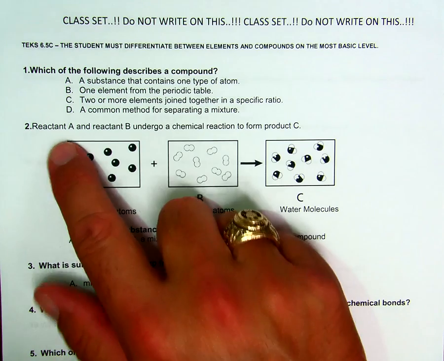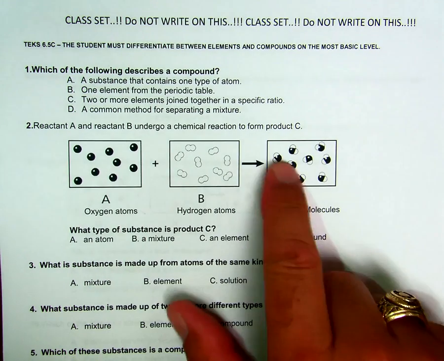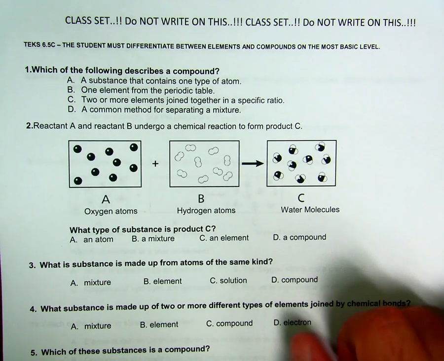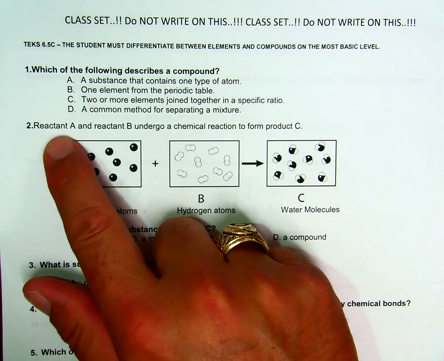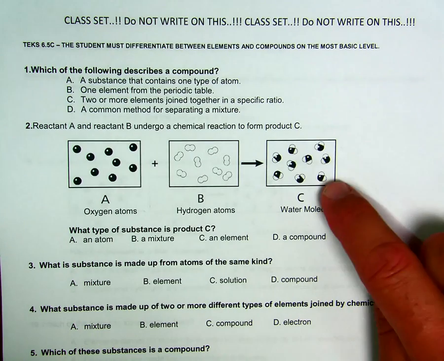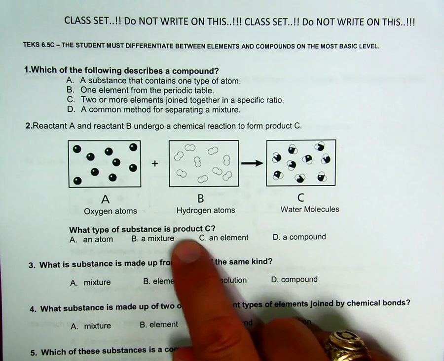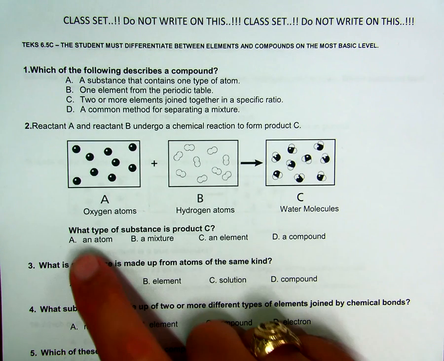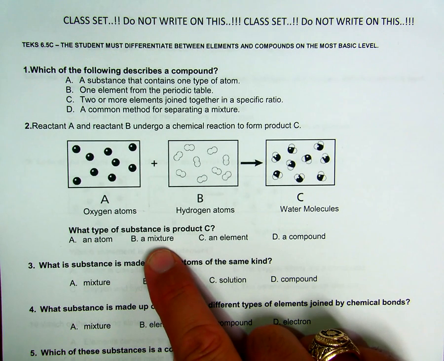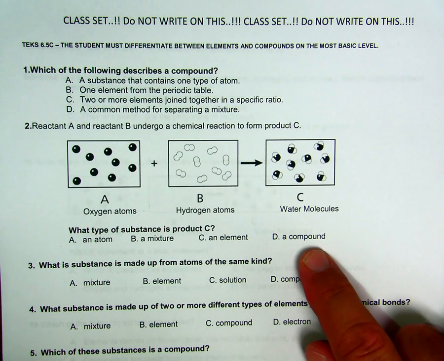Number 2, take a look here at our illustration. Notice what's going on here. We have some oxygen atoms and some hydrogen atoms. Then we have some water molecules. So reactant A and reactant B undergo a chemical reaction to form product C. What type of substance is product C? Is it an atom, a mixture, an element, or a compound?